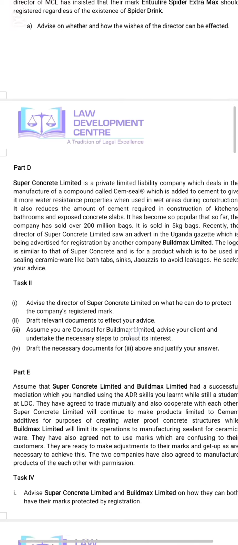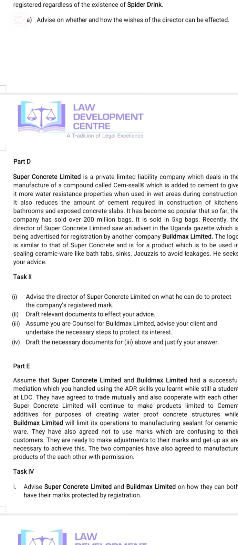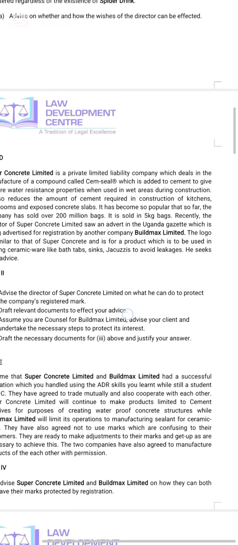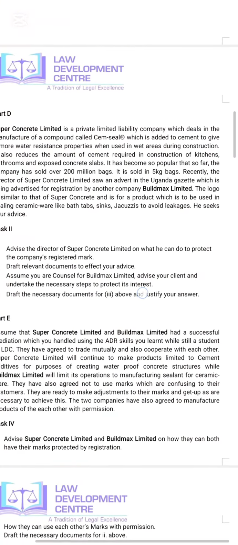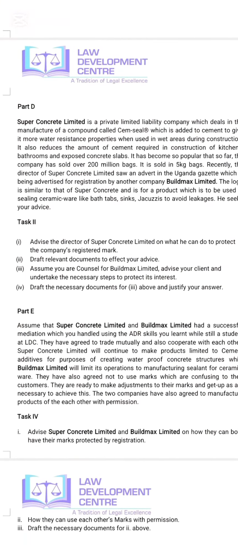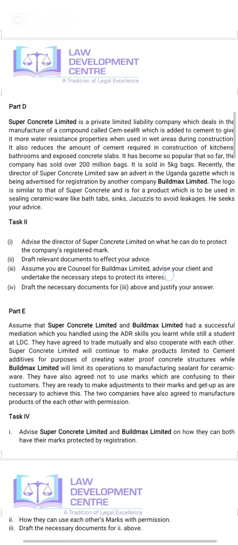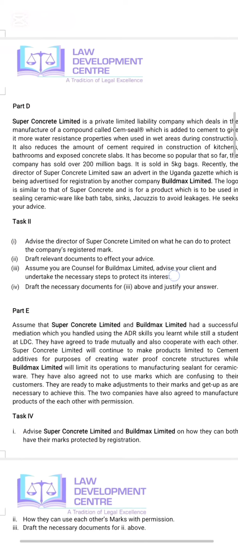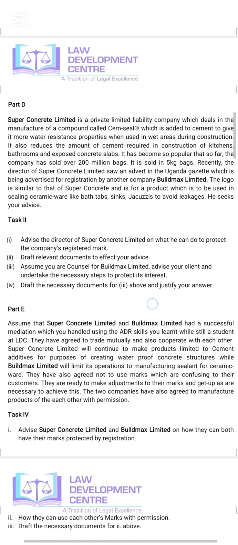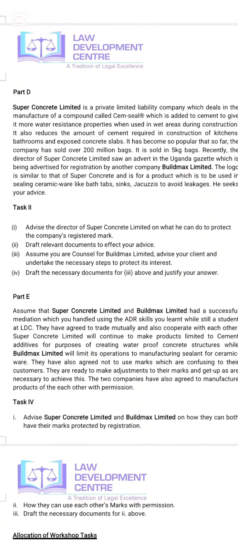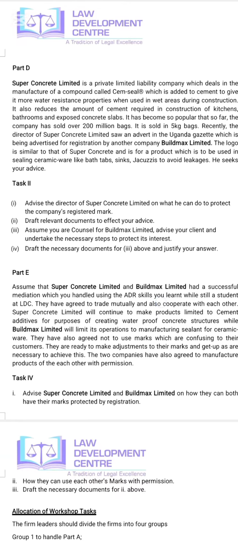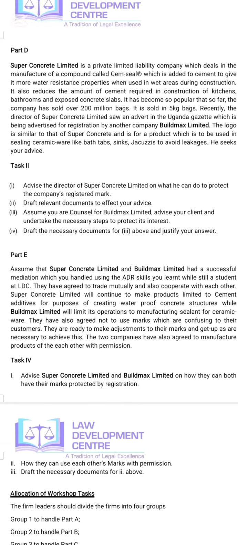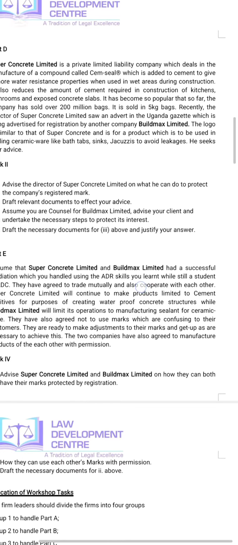Part D. Super Concrete Limited is a private limited company which deals in the manufacture of a compound called Seal, which is added to cement to give it more water resistance properties when used in wet areas during construction. It also reduces the amount of cement required in construction of kitchens, bathrooms, and exposed concrete slabs. It has become so popular that so far the company has sold over 200 million bags. It is sold in 5 kilograms bags.